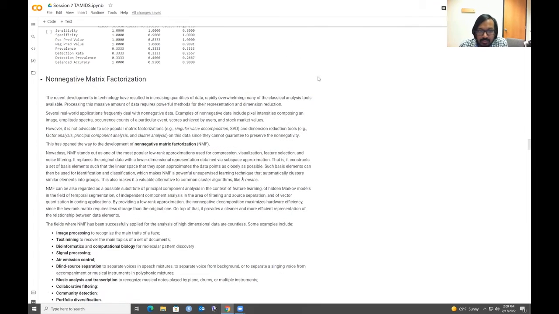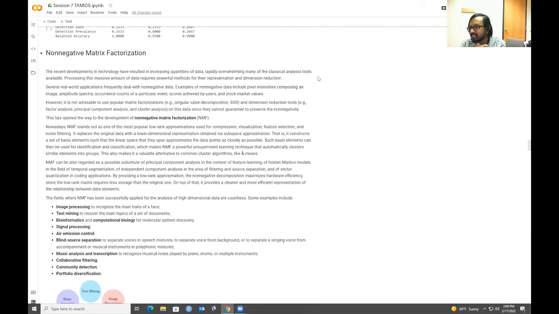Right, let's move on to the next dimension reduction technique, non-negative matrix factorization. There are different kinds of data that have been occurring recently, right? And most of these types of data can really overwhelm the classical analysis tools. So processing massive amounts of data requires really powerful methods for dimension reduction.